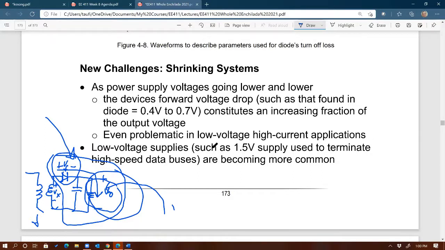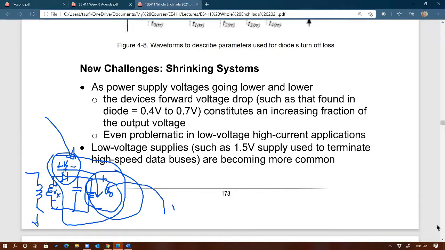Because the loads are requiring low voltage nowadays, such as a 1.5 volt supply used to terminate high-speed data buses. So now it's very common to have a low voltage load. And remember the forward drops across the Schottky's or SBR, let's say around 0.4 to 1 volts, or 0.4 to 0.7.